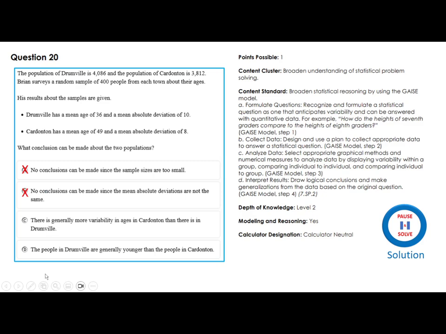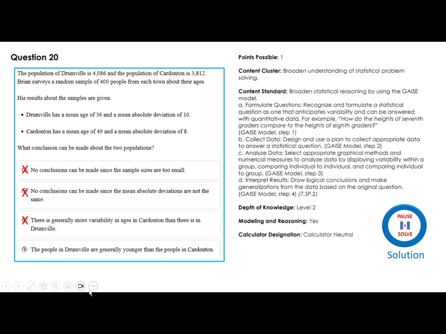There is generally more variability in ages in Cardonton than there is in Drumville. In Cardonton, it's 8. In Drumville is 10. That's not more than 10. Okay? More variability? No, that's not more variability. Okay? So that's also incorrect.